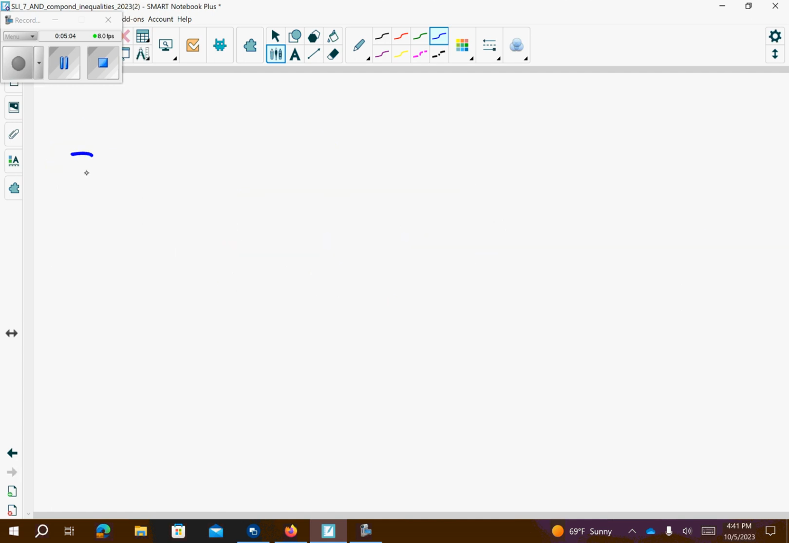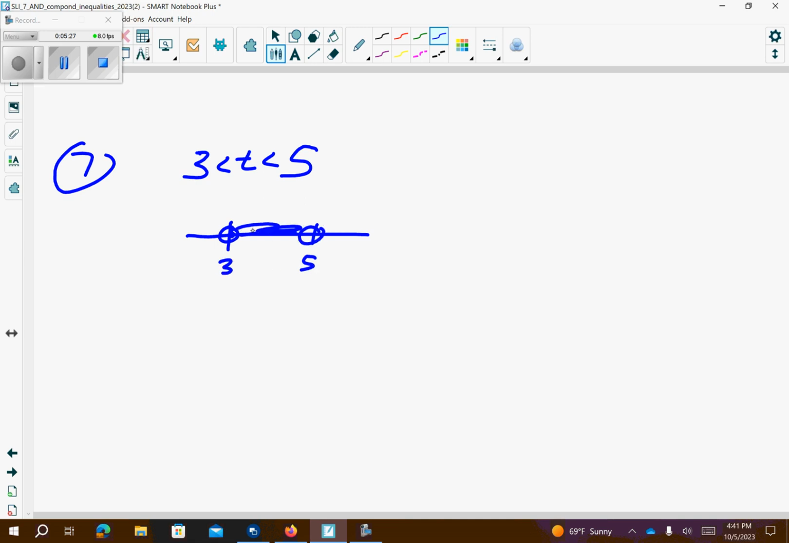Number 7 in the book says a number t is less than 5 and greater than 3. So I'm going to go less than 5 and greater than 3. So t, there it is. Okay, and then graph the inequality. So that's going to be open dot 3, open dot 5. Shading between the two, and that's it. Do your best you can on the word problems, okay? Usually just look at the two numbers and make an equation.